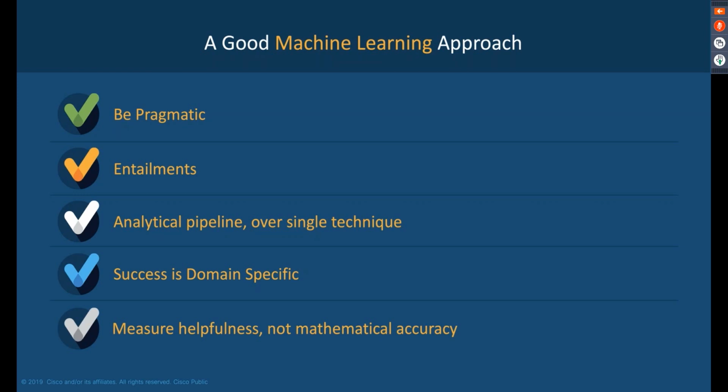And then finally, measure helpfulness, not mathematical accuracy. Again, I've gone on about this at length during this talk, but really we have found, after years of searching for the best measure, the subjective helpfulness measure to be the one that is most successful in guiding us in our research and development towards more successful and more improved outcomes for our customers.